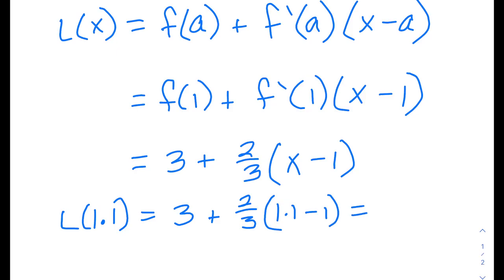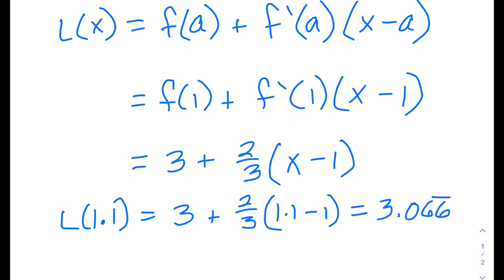And if we do the exact math on this, you can use a calculator for a little help, but you're going to get 3 plus 2/3 times 0.1. And so that 0.6 repeating moved over a decimal will end up giving us 3.06 repeating on that for our linear approximation. And then the second part of this is they want us to compare that to the actual value.